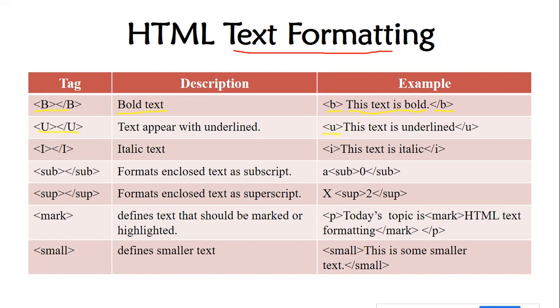U indicates the underline. Next, suppose I am taking here the content: this text is underlined. And the end of the underline tag. Next tag is italic. For the italic tag we use the I, which makes the text italic. Start tag, content of your web page, and the end tag. So these first three are the basic text formatting tags in HTML.